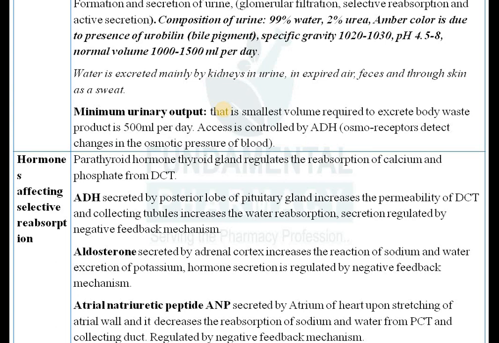Okay, so minimum urinary output. What is minimum urinary output? The smallest amount of volume required to be excreted by the body to remove the waste product. That is nothing but the minimum urinary output, and that is 500 ml per day. So minimum 500 ml per day आपको यूरिन निकलना ही पड़ेगा बॉडी में से, to remove the toxic metabolites and acids. Okay, so it is controlled by antidiuretic hormone.